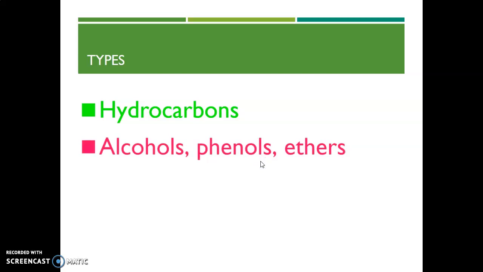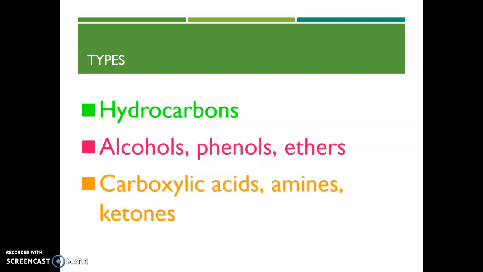So the first thing that we're going to talk about will be the different types of organic compounds. We have hydrocarbons, alcohols, phenols, and ethers. And we have carboxylic acids, amines, and ketones. The acids and the alcohols, that part of it we're not going to talk about in this particular lesson. We're only going to focus on the hydrocarbons today, okay?